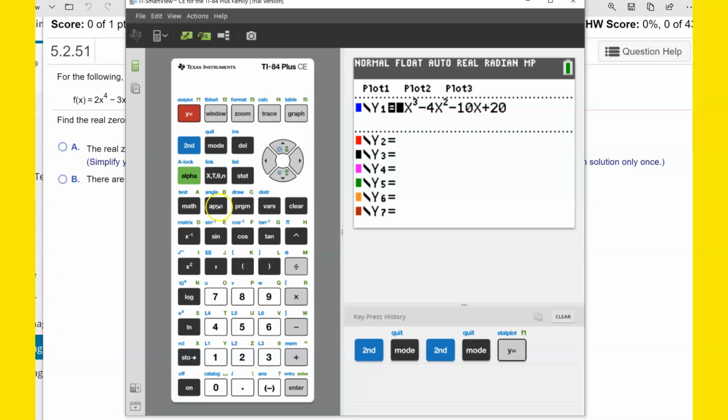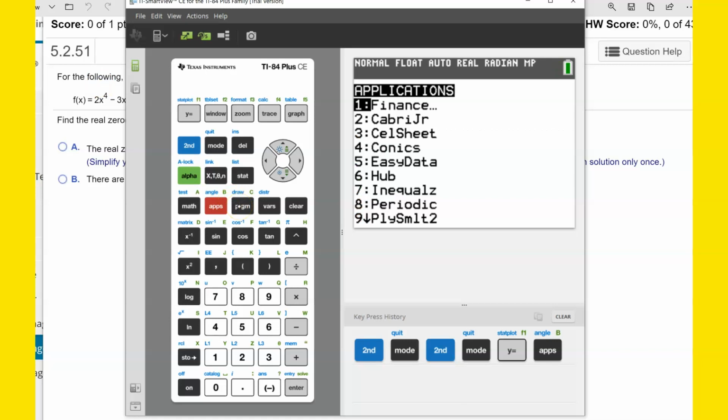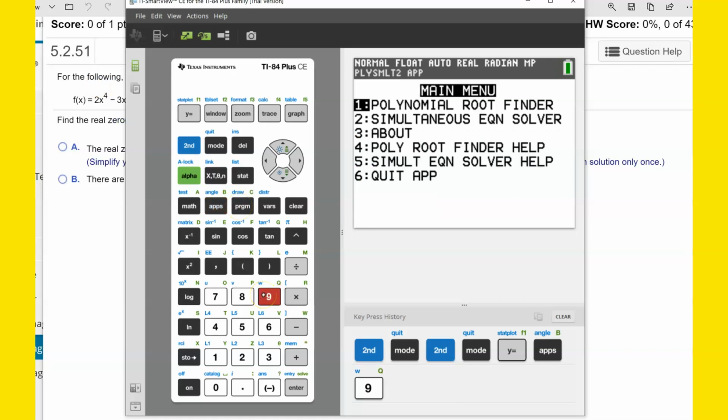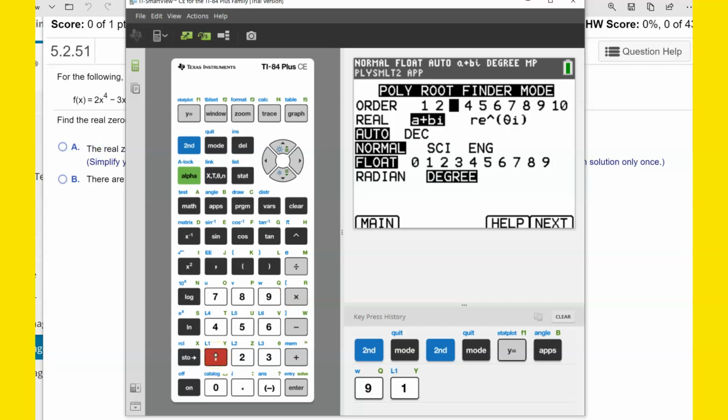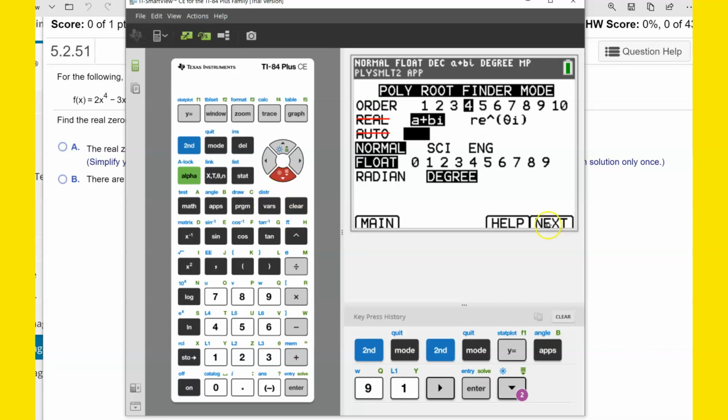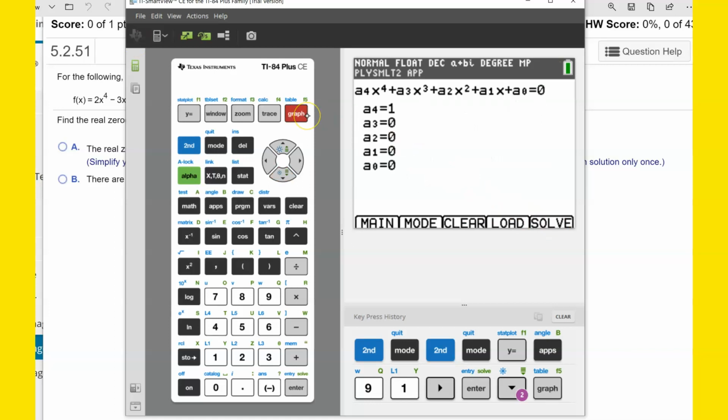Another way I could do it is with the apps. Go to apps and go to PolySimult. That's option 9. And then from this menu, I'm going to choose option 1, Polynomial Root Finder. The order, remember that's the degree of the polynomial, the highest exponent, which is 4 in this case. I think when you choose 4, it eliminates some of the options for you that you could choose if it was less than 4. But that's okay. I'm going to click next from here by clicking the button below next, which is the graph button.